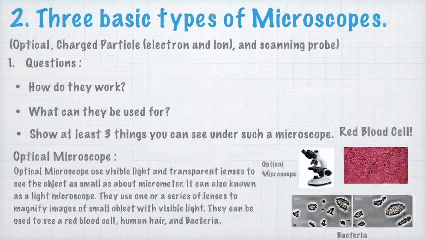Three basic types of microscope. We will start with the optical microscope. Optical microscopes use visible light and transparency to see objects as small as a micrometer. It is also known as a light microscope. They use one or a series of lenses to magnify images of objects with visible light. They can be used to see red blood cells, human hair, and bacteria.